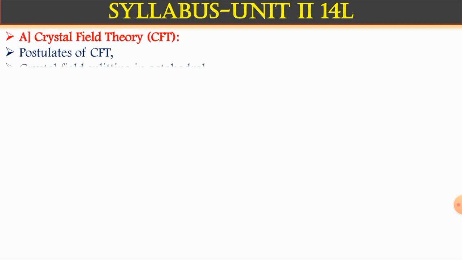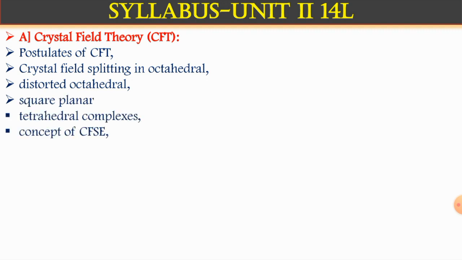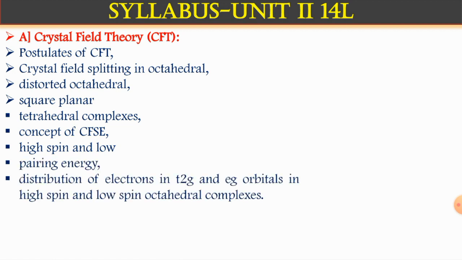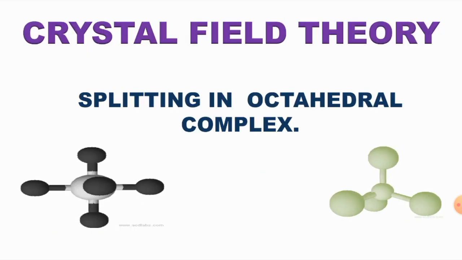Basically the first is postulates, then the CFSE, that is crystal field splitting in octahedral, then distorted octahedral, square planar, tetrahedral complexes, the concept of crystal field splitting energy or stabilization energy, high spin and low spin complexes, their pairing energy, and the distribution of electrons in different split energy levels, for example t2g and eg. Then the factors affecting the crystal field stabilization energy or the crystal field splitting, particularly in octahedral complexes.